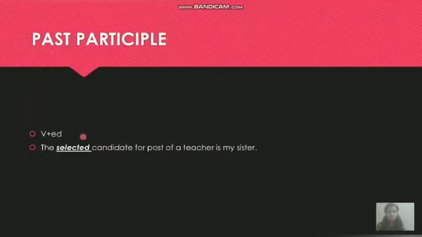Next, coming to past participle. In the past participle, you will have to add ed to the base form verb. Look at the example. The selected candidate for the post of a teacher is my sister. So in this sentence, again, you have to add ed to the base form verb. So you're adding ed to the word select. So it becomes selected. And beside this word selected, again you have a noun. So what is the function of an adjective? The function of an adjective is to describe the noun. So here selected functions as an adjective and not as a verb.